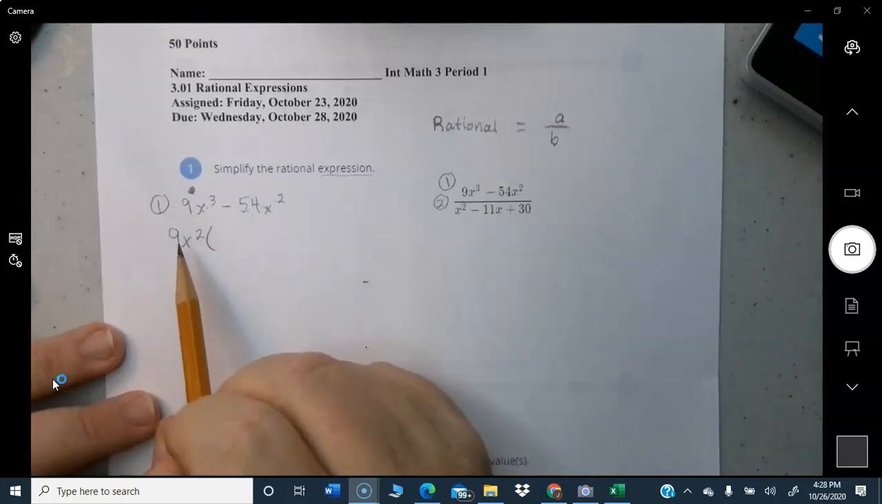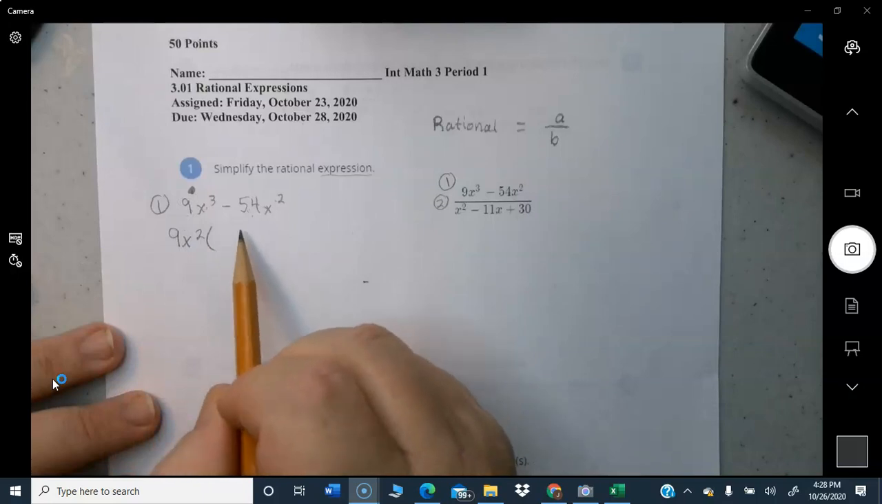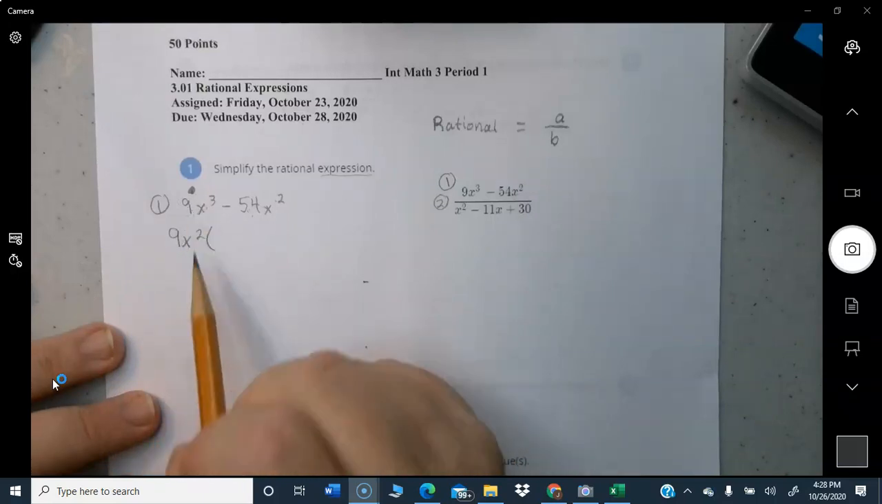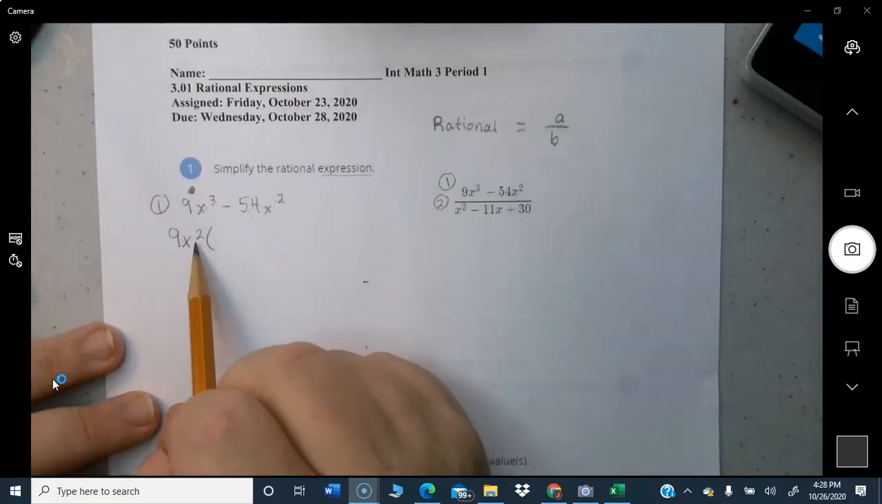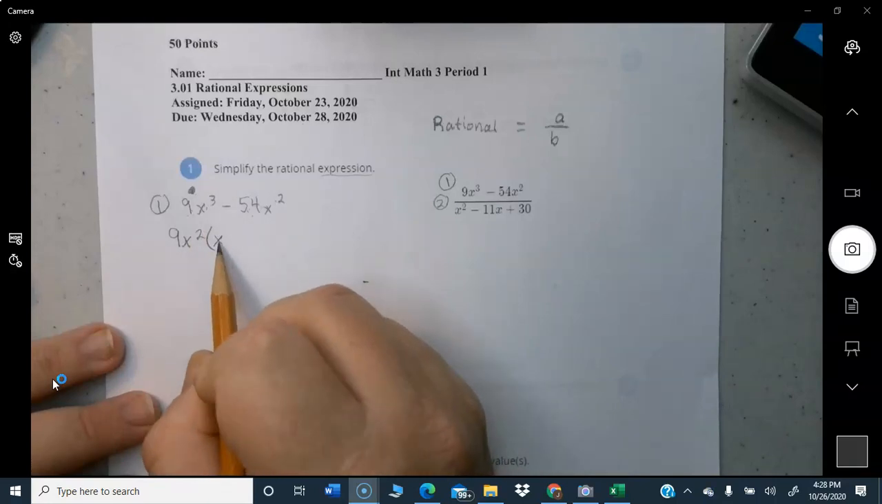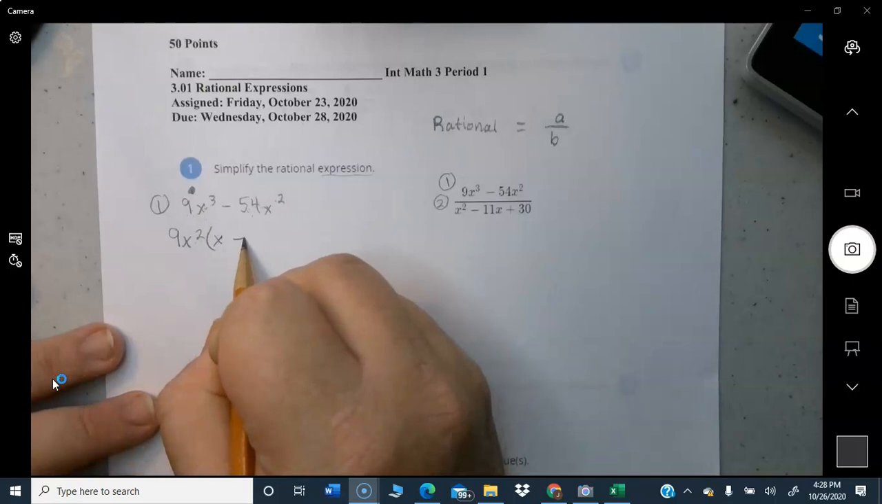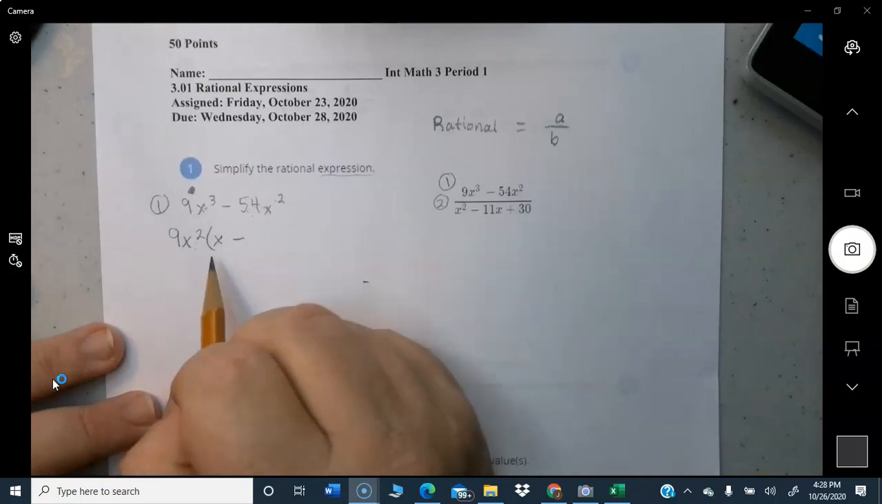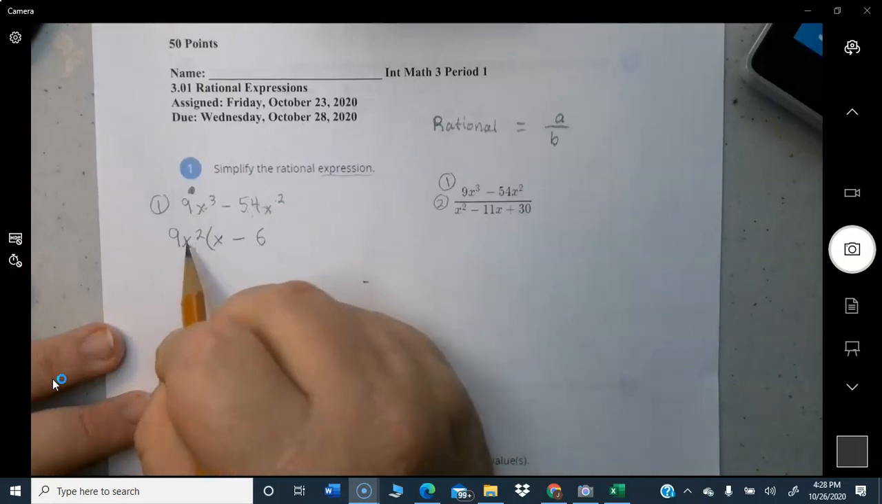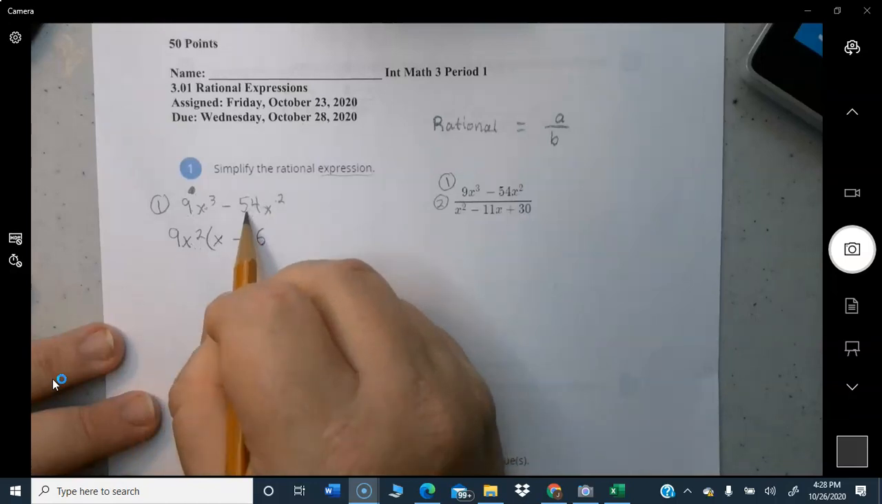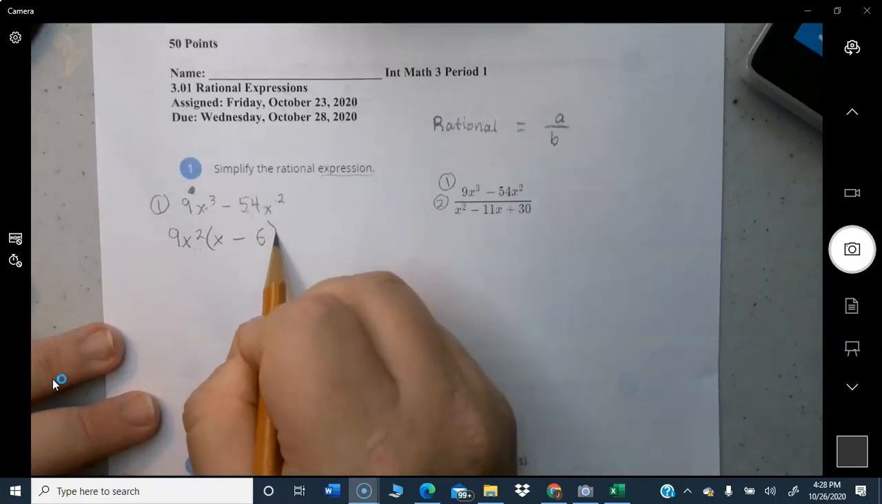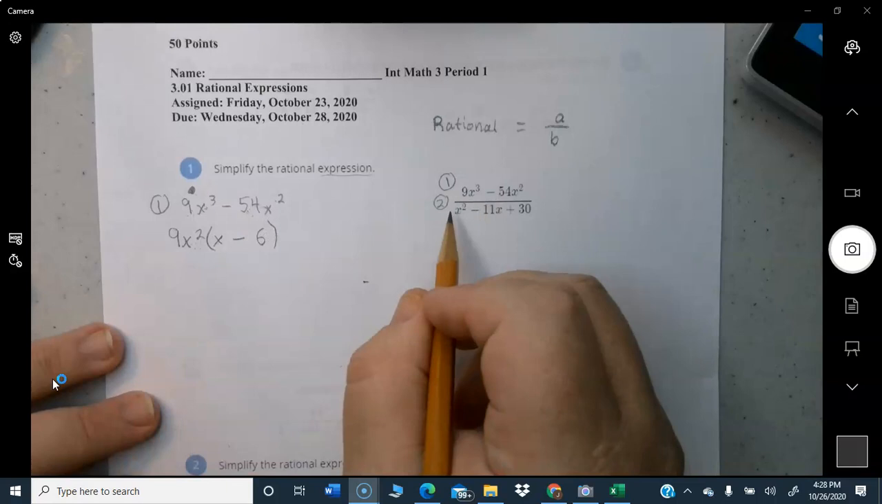And then you just have to work backwards. What do you multiply this by to get 9x to the third? Well, you need another x. So 9x squared times x is 9x to the third. And then over here, you already have the x squared, so you just have to multiply this by negative 6. 9x squared times negative 6 gives you negative 54x squared. Okay, so that's completely factored right there.